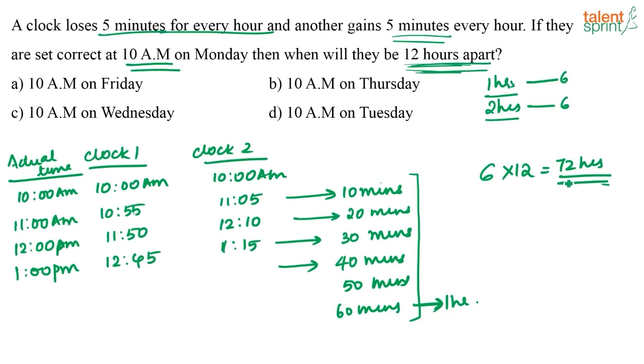So 72 hours after 10 a.m. on Monday is when? See, 72 hours is equivalent to 3 days, correct? 24 hours make 1 day. So 24 plus 24 plus 24 is 72. So I am setting the clock right on Monday morning. So Tuesday morning, Wednesday morning, Thursday morning. So the clocks will be 12 hours apart on Thursday morning at 10 a.m. The correct answer here is option B, 10 a.m.